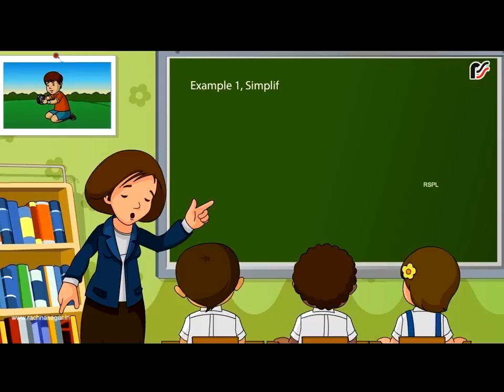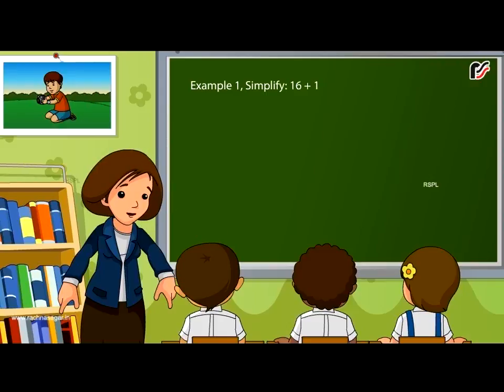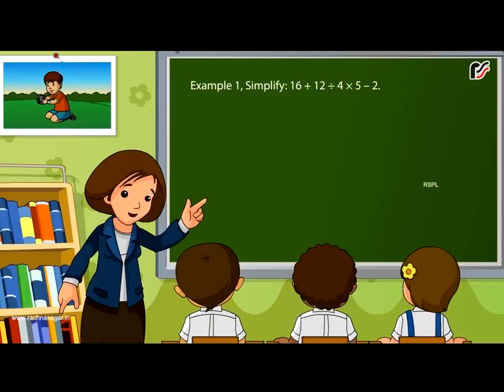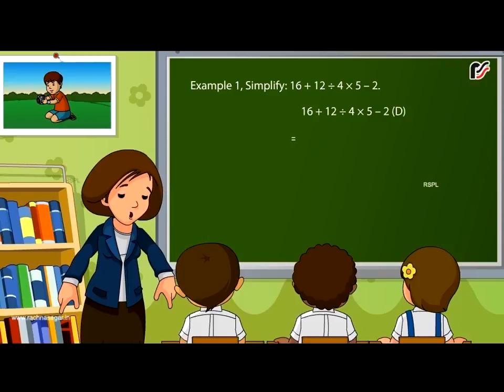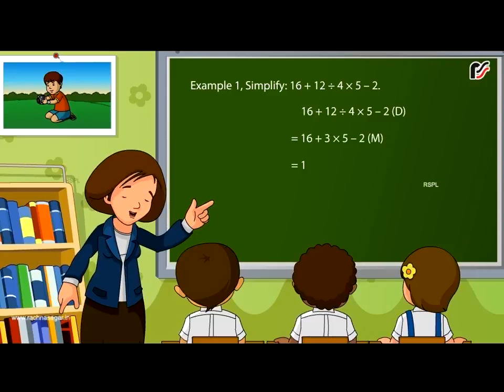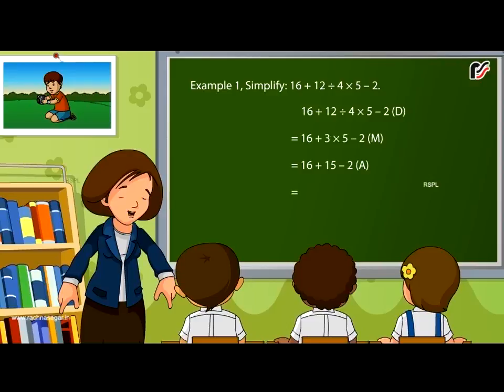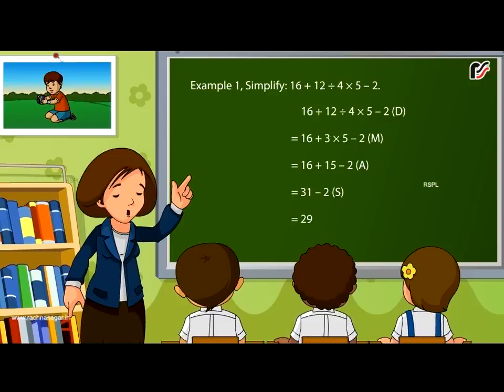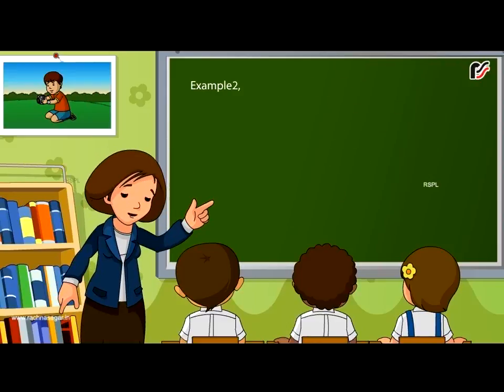Example 1. Simplify: 16 plus 12 divided by 4 multiplied by 5 minus 2. D: 16 plus 3 multiplied by 5 minus 2. M: 16 plus 15 minus 2. A: 31 minus 2. S: 29.